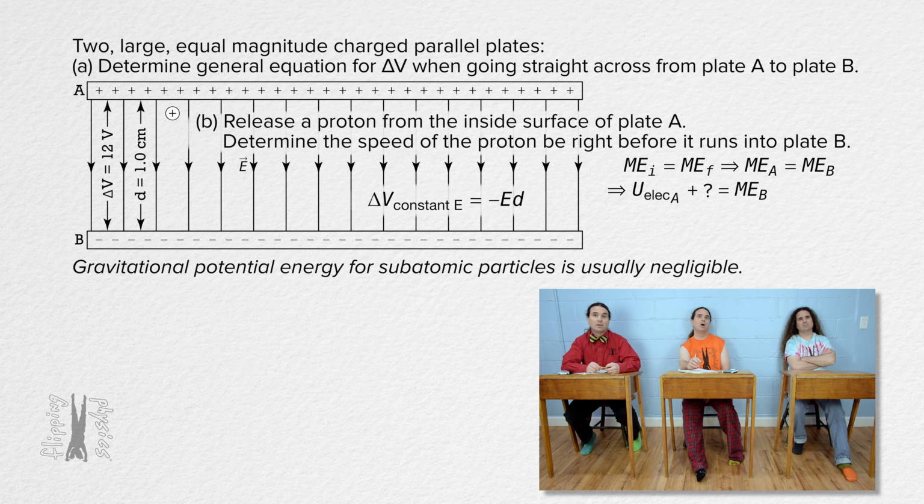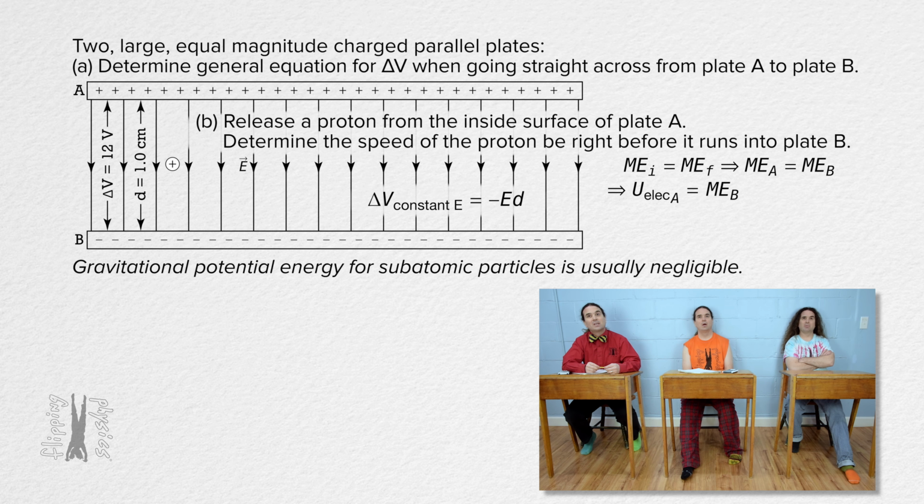You could prove it by comparing the change in gravitational potential energy of the proton to the change in electric potential energy of the proton. However, we're not going to take the time to do that today. So typically for subatomic particles, gravitational potential energy is negligible, and you do not need to identify a horizontal zero line. So the only type of mechanical energy the proton has at plate A is electric potential energy.